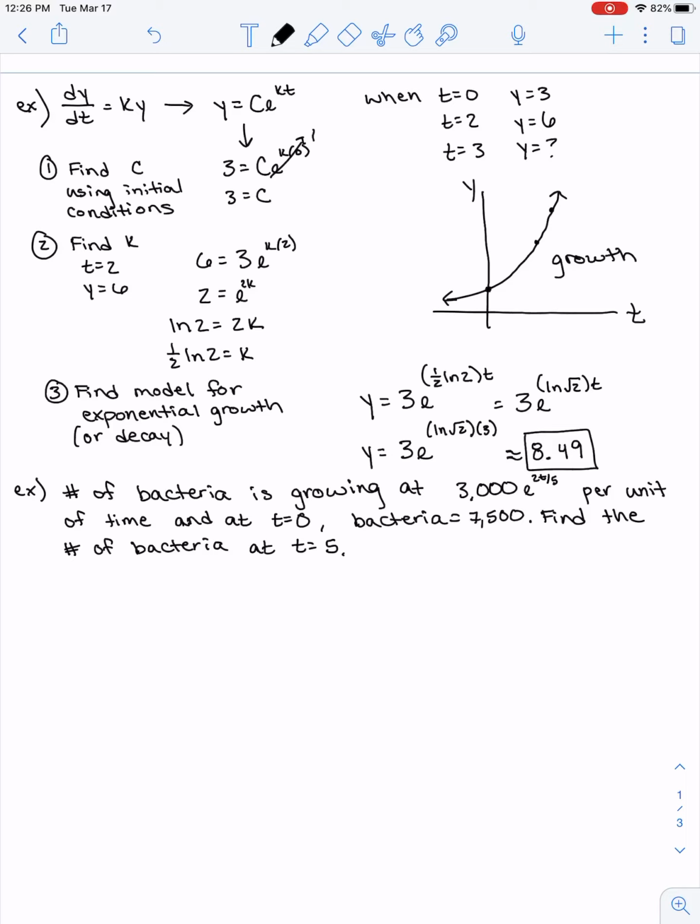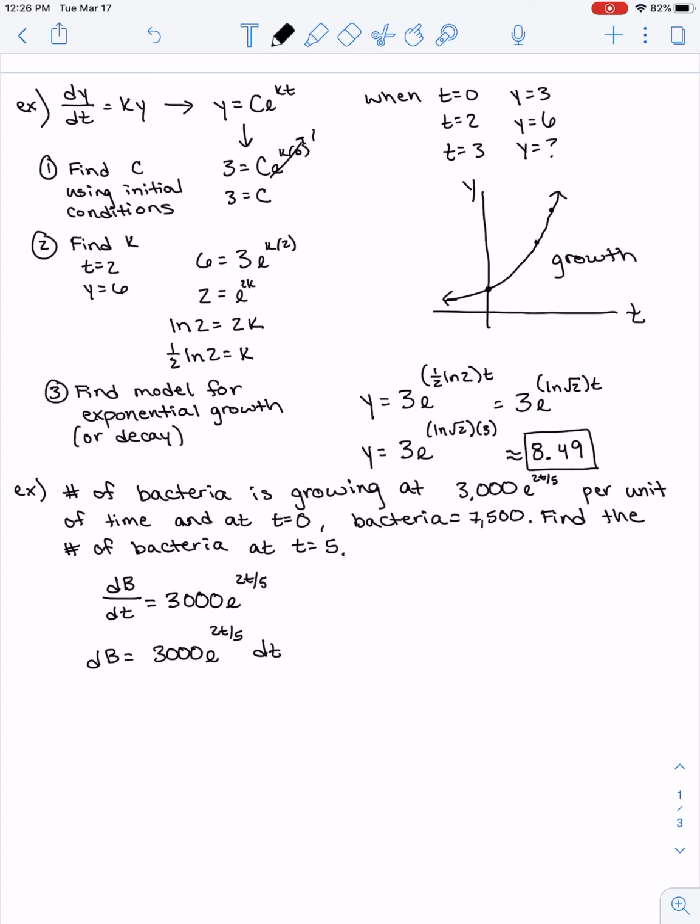So the first thing that we're going to do is say, okay, we know that the rate of change, because this is the bacteria that's growing at this rate. So we know that the rate of change of the number of bacteria with respect to time is going to be equal to the rate of change equation that you're given, 3,000 e to the 2t divided by 5. Okay, so now this is where a differential equation comes in. In order to figure out the number of bacteria, we have to separate variables and integrate. So we get dB is equal to 3,000 e to the 2t divided by 5 dt.